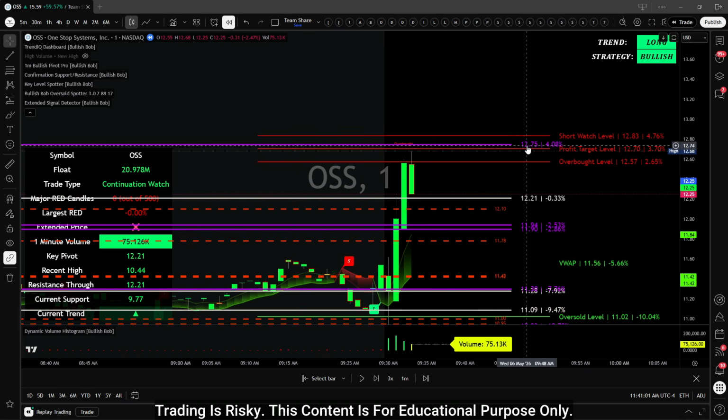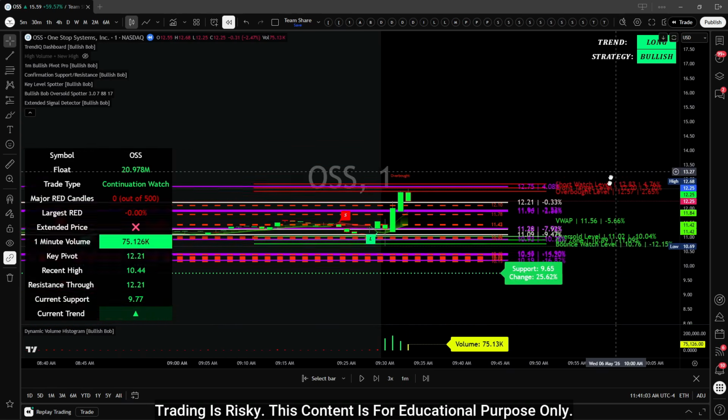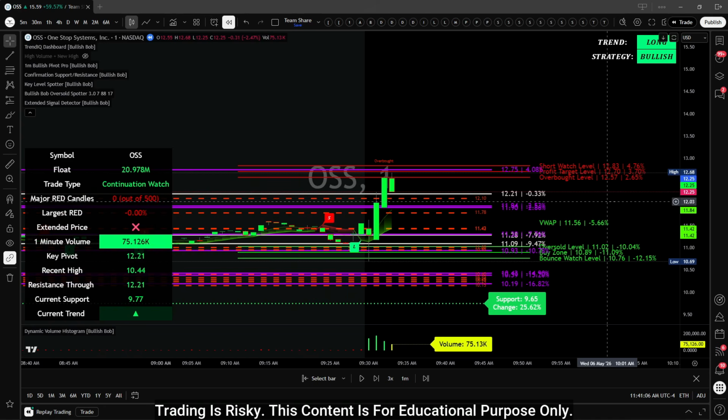Once we get above that 12.75, well, there are no other levels above. This is half and whole dollars, clear skies, blue skies, whatever you want to call it. It doesn't have any resistance. It doesn't have any bag holders.